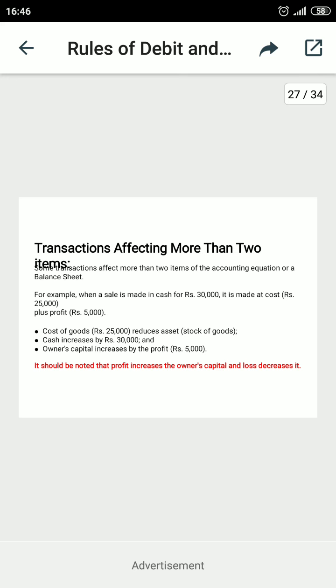Now the difference between the both, in this equation, is the profit, and the profit is called revenue, and the revenue will be added to the capital. But if it is a loss, it will be deducted from the capital. So it should be noticed that profit will increase the capital and losses will decrease the capital. So I think now the matter is clear.